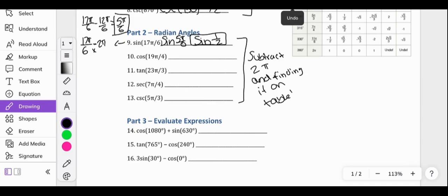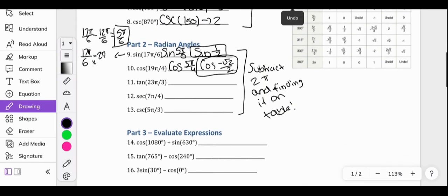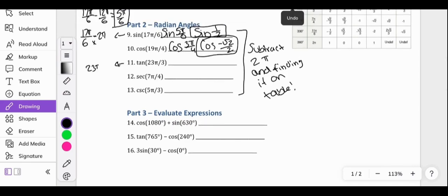Next it's cos 19 pi over 4. Same process, subtract 2 pi. Keep on going until you can find the radian on the table. This results in 3 pi over 4. Cos 3 pi over 4 is negative square root of 2 over 2.